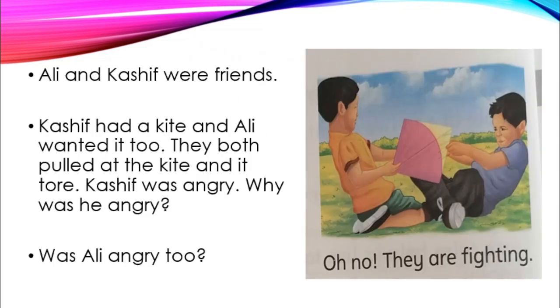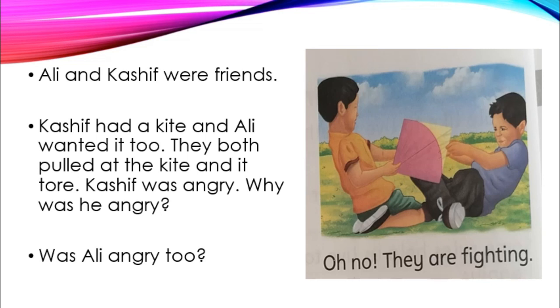Look at these two boys, Kashif and Ali, and they were friends. But are they behaving like good friends in the picture? Oh no, they are fighting. Let me tell you why they are fighting. Kashif had a kite and Ali wanted it too. They both pulled at the kite and it tore.